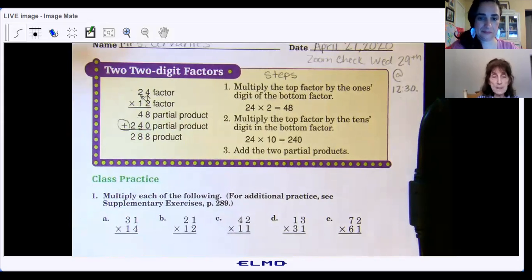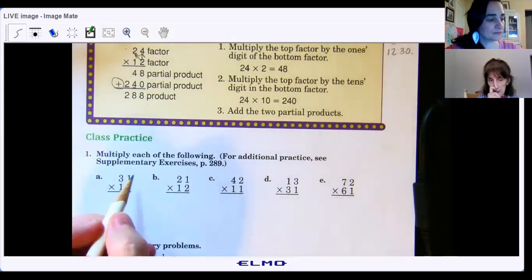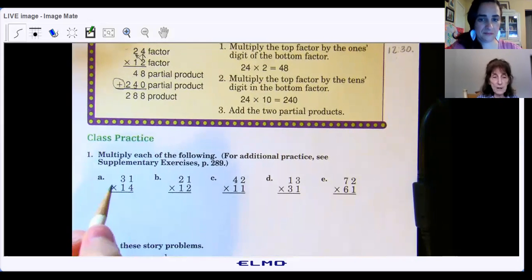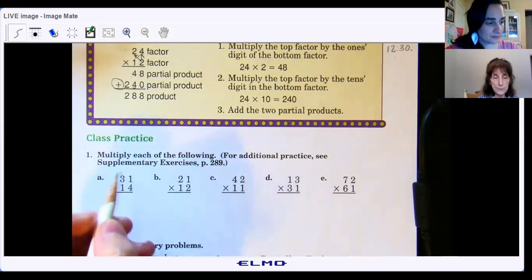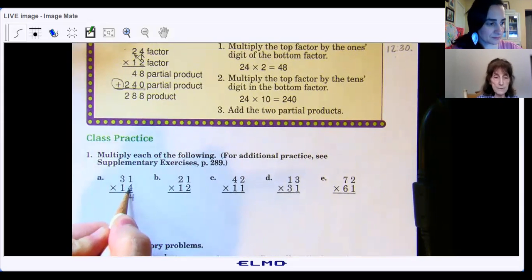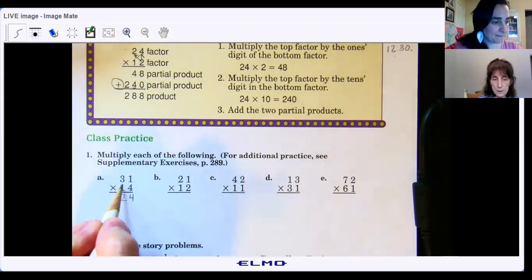All right, we're going to do it again. Well, you know what? Let's start with the practice one, so you can see. All right, so we're going to start in the ones column. So 4 times 1 is 4. And now I'm going to do 4 times 3. 4 times 3 is 12. And I'm going to put the whole 12 down. So I multiplied 31 by 4 in the ones column.